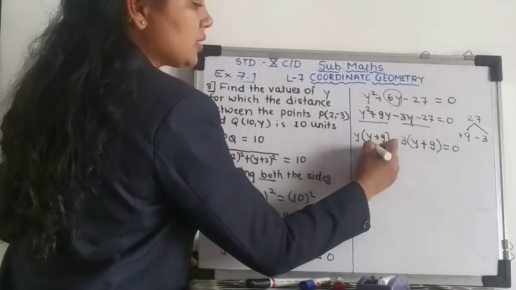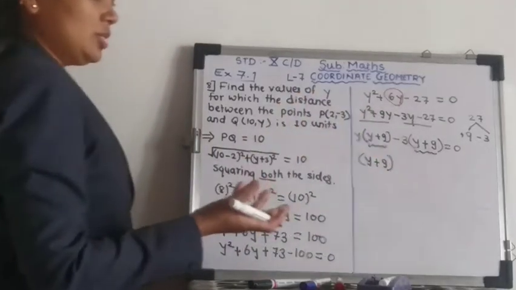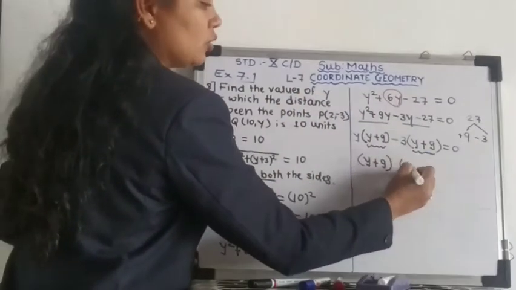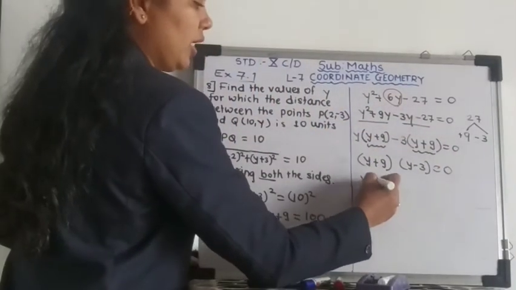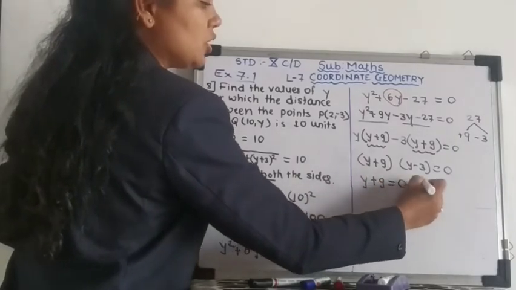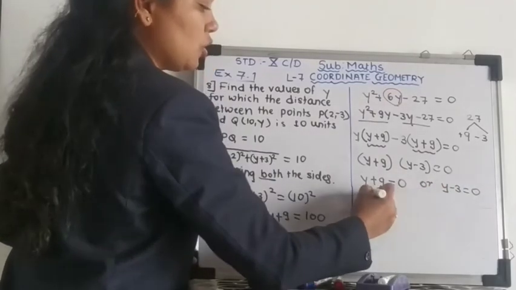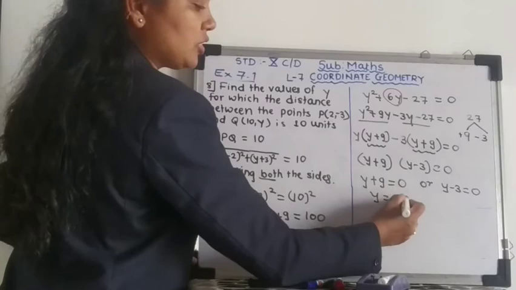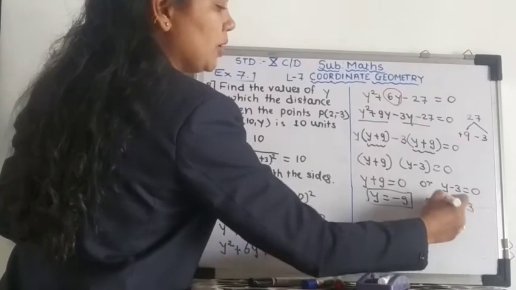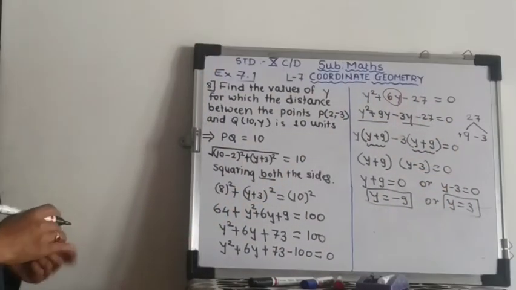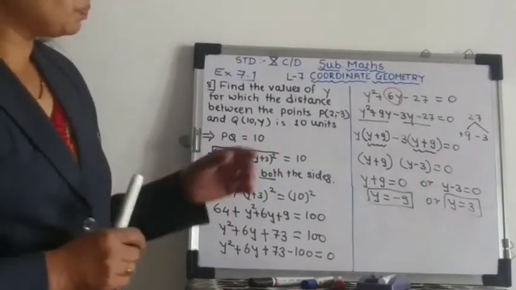Now y plus 9 and y plus 9, that will be the common. Now what is left? Y minus 3. So y minus 3 equals to 0. Now after that what we have done? Y plus 9 equals to 0 or y minus 3 equals to 0. So y is equals to, this plus 9 we will shift here, minus 9, or y is equals to plus 3. Understood? As we have done in quadratic equations, similarly we will do here also.